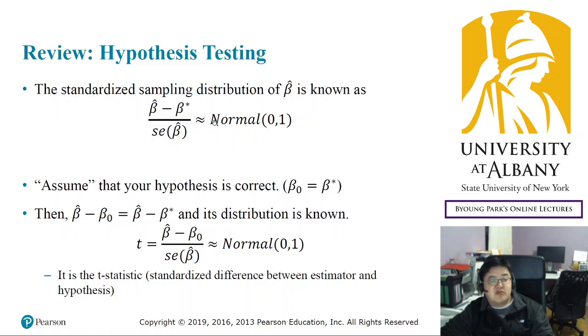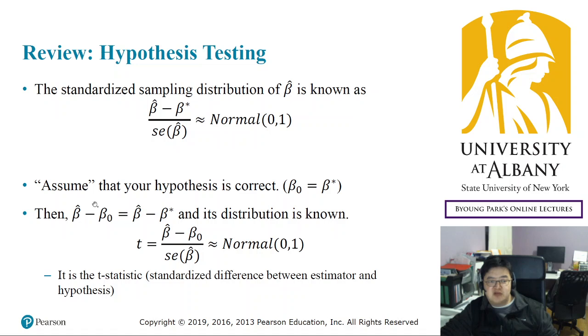And what's good about this is beta hat is calculated from the data. Standard error is also calculated from the data. So they are calculated by Stata. Stata calculates them for you. And by the way, the problem here is we cannot calculate this because beta star is never observed. So we are going to make a trick. Anyhow, what we want to do here is we would like to compare this.